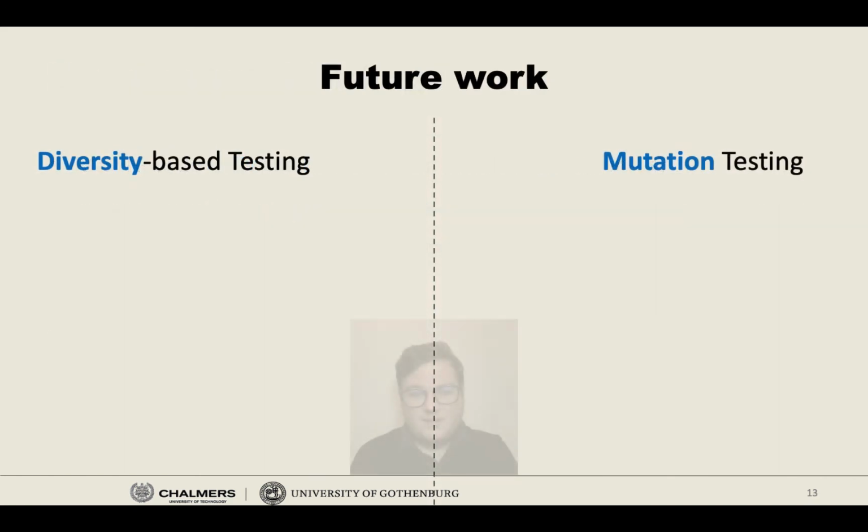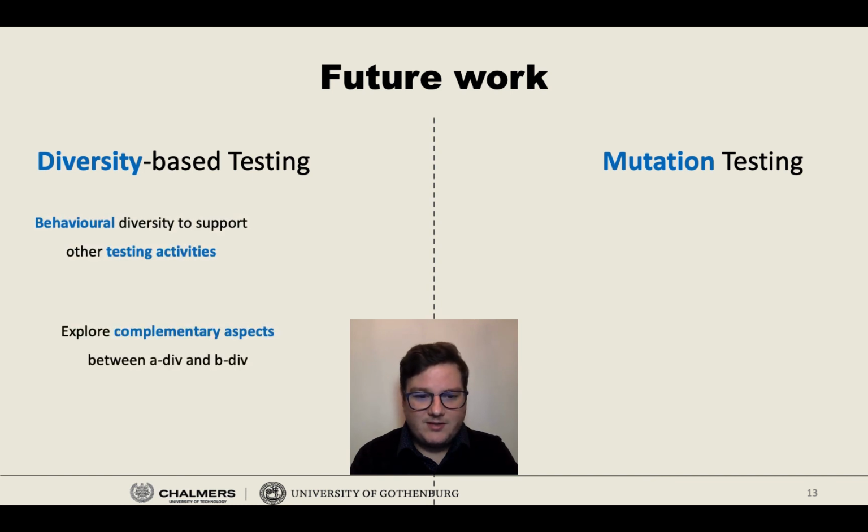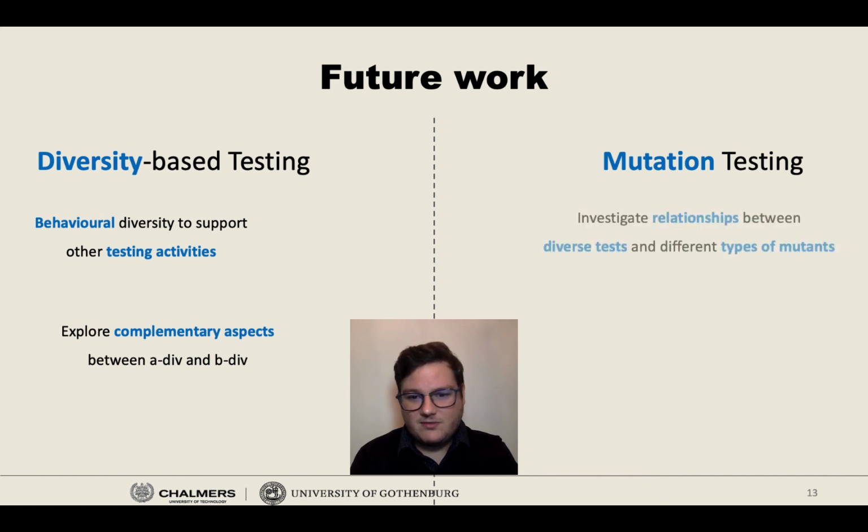I would say that this research opens the possibility for a variety of investigation pertaining both to diversity-based and mutation testing, and that is one of the most interesting aspects of this project. We can apply and compare b-div in different test activities such as test optimization or test visualization, and explore the complementary aspects between a-div and b-div. In connection to mutation testing, we intend to investigate this relationship between diverse tests and different mutation operators, trying to identify whether specific operators yield more or less diversity in a test suite.